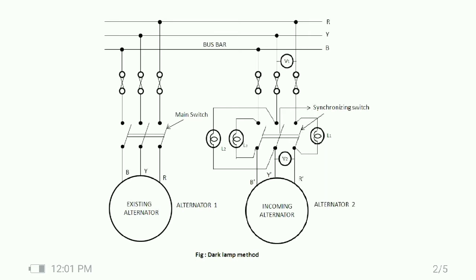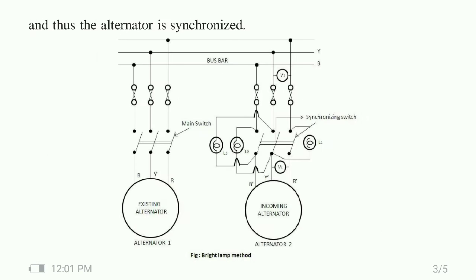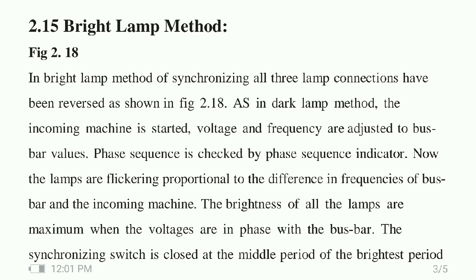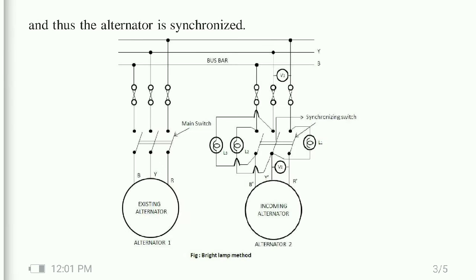If there is a change in the sequence of glowing, it means that your phase sequence is not the same as that of your existing alternator. And next is your bright lamp method. In this method, your bulbs are connected across each phase. That is, a lamp is connected between the R phase and Y phase, a lamp between Y and B, and a lamp between B and R. Look at the diagram and you can have a clear picture of what I am saying once you see the diagram that is being shown now.